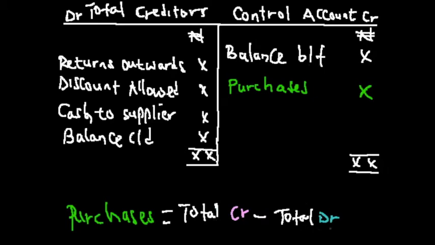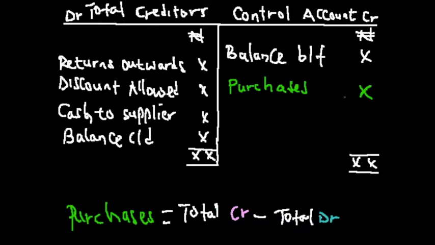And then total of debit here are items which I have just mentioned, ranging from returns outward, discount allowed, cash to supplier, and then balance. So addition of all of them will give us total debits. So if we minus the two together, we are going to have what purchases at the credit side.